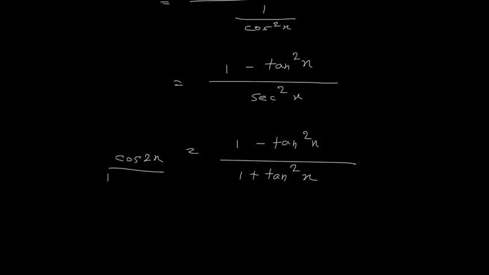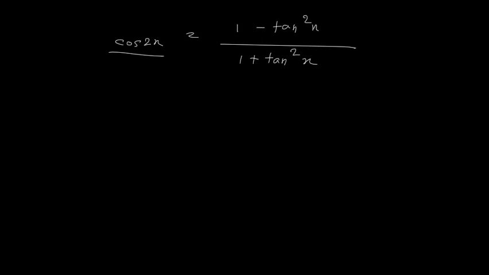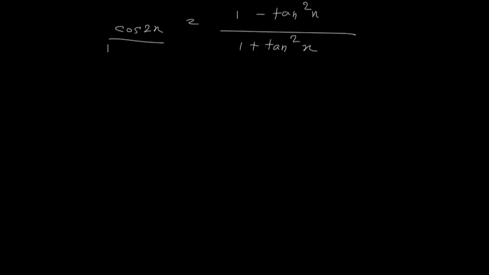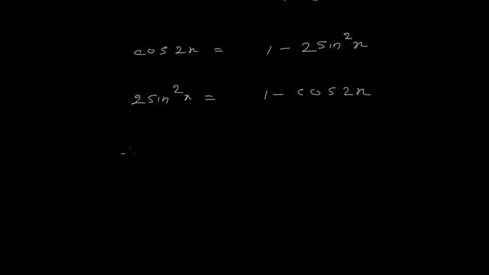Now let us discuss sin 2x. Before that, let us understand, we have seen one formula as cos 2x equals 1 minus 2 sin square x. If I rearrange this formula, I will get 2 sin square x is equal to 1 minus cos 2x. Therefore, sin square x is (1 minus cos 2x) divided by 2.